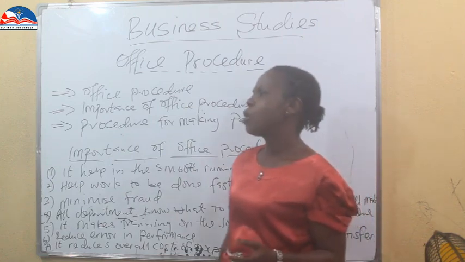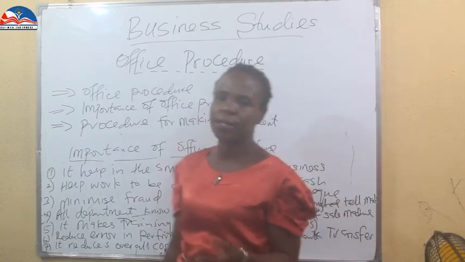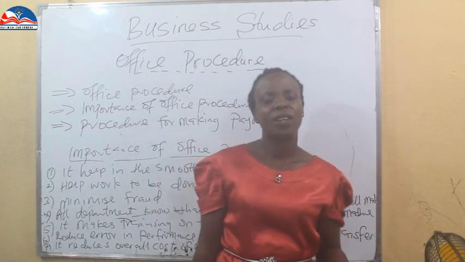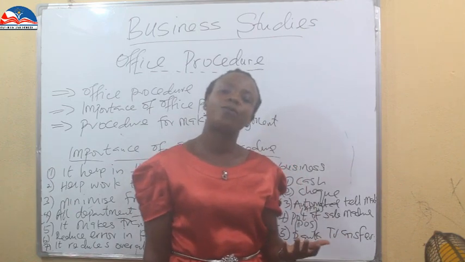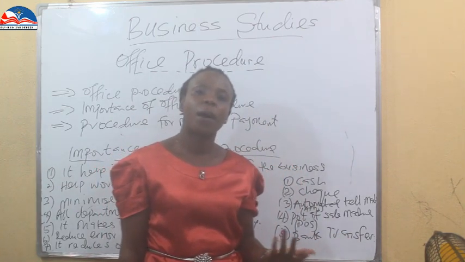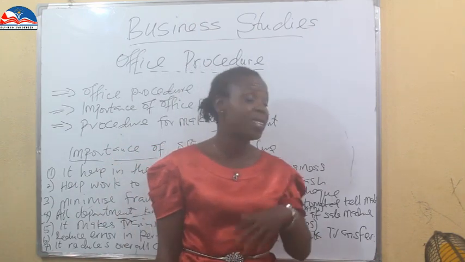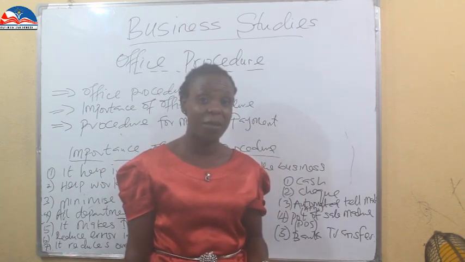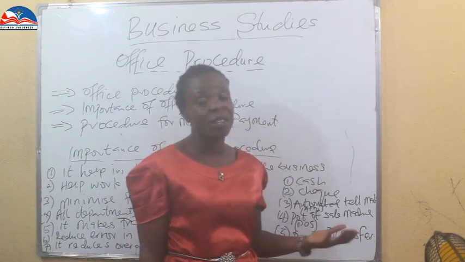So now let's look at the third objective, which is procedure for making payments. In an organization or in our businesses, we use different forms or different ways in making our payments. I'm going to talk about 5 ways of making payments. There are a lot of ways you can make payments, a number of ways that are not listed in these 5.